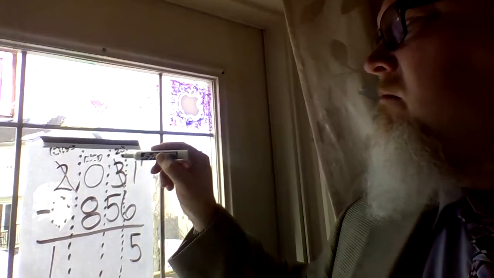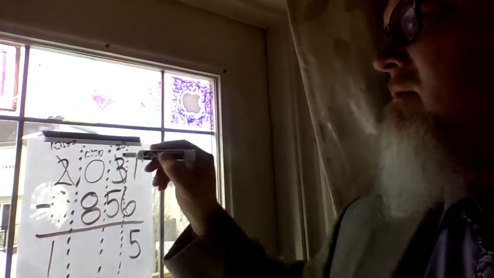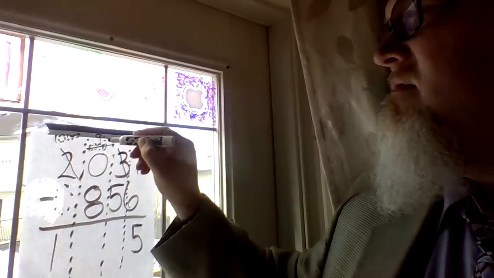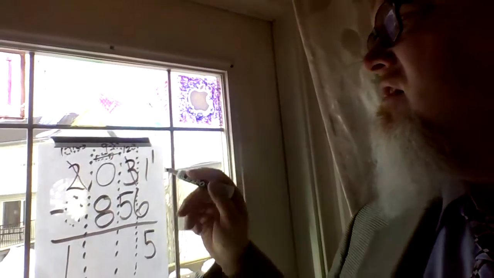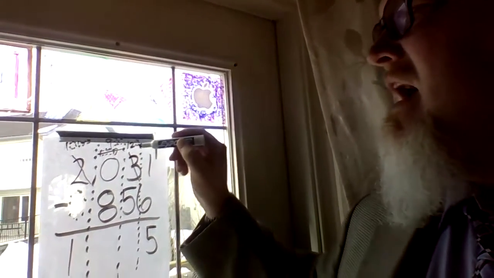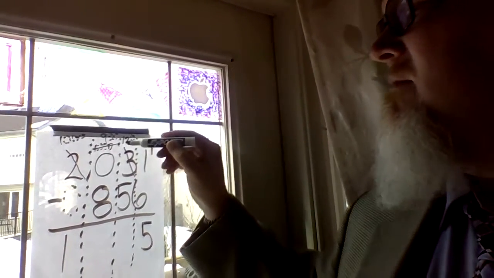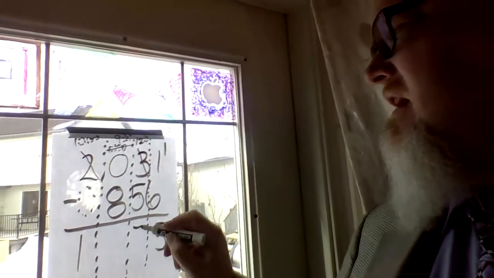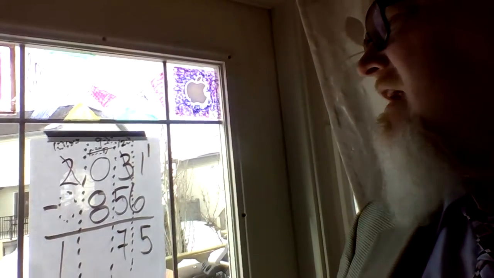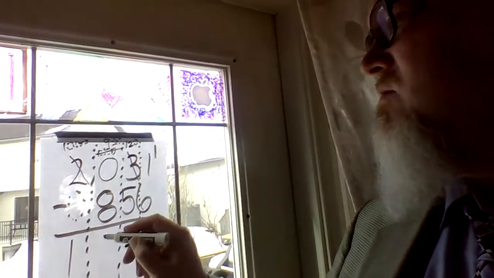And we want to borrow 100 from the hundreds column, and that'll become 900. And we're going to regroup 100 to our tens column. When we had our 20 and we added 100 to the tens column, it becomes 120. 120 take away 50, or 12 take away 5, is 7 (70). And then 9 take away 8 is 1.